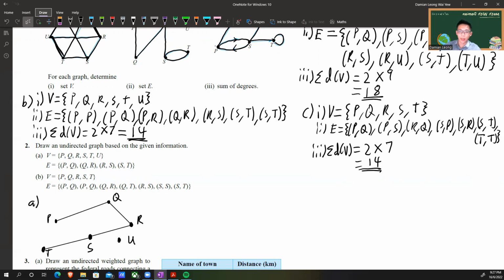All right. Then for part B, you see there's a PQ, PQ. So it's a multiple edge. So let's say I start from here to Q. For a multiple edge, I don't use a straight line, it's a curve. P, then to the Q.